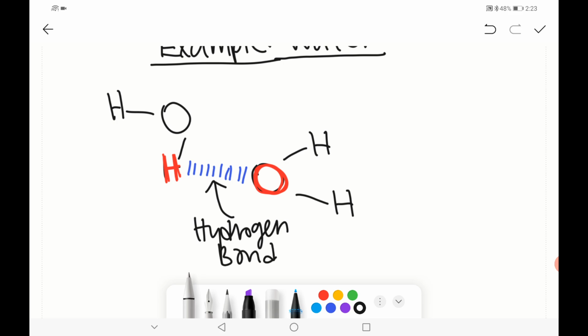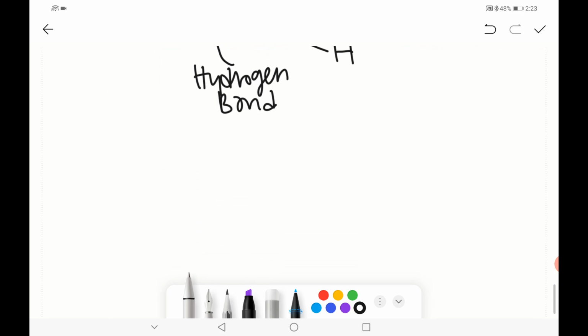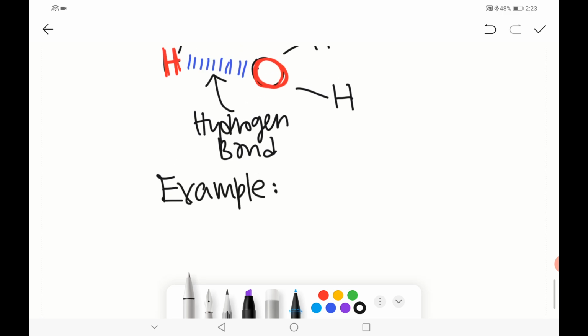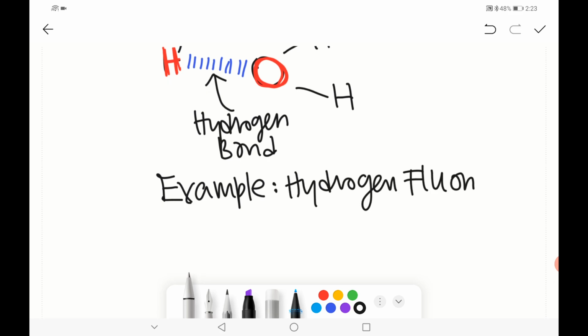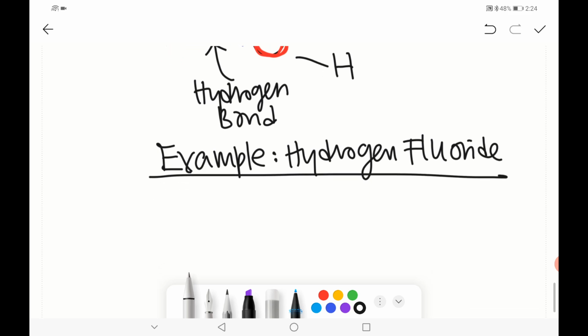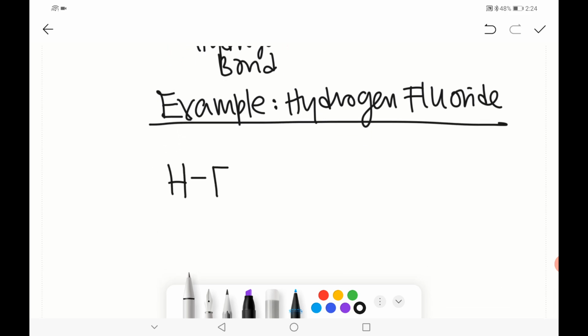Okay, all right, so I'll show you one more example. Let's say the second example is hydrogen fluoride. So hydrogen fluoride, the formula is HF. Same thing, let's double check. HF can form hydrogen bond because HF has H, HF has FON. When the molecule has H and the molecule has FON, you can form hydrogen bond already.